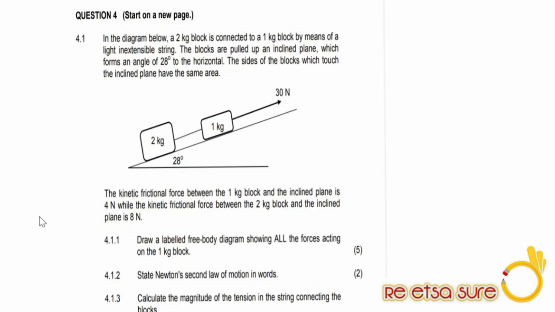Okay, and then 4.1.1 for 5 marks: draw a labeled free body diagram showing all the forces acting on the 1 kg block. My beautiful learners, if the marks allocated on the question is 5, that simply tells us that the types of forces that we must draw for the 1 kg block must be 5, because the marks allocated on that question is 5 marks.